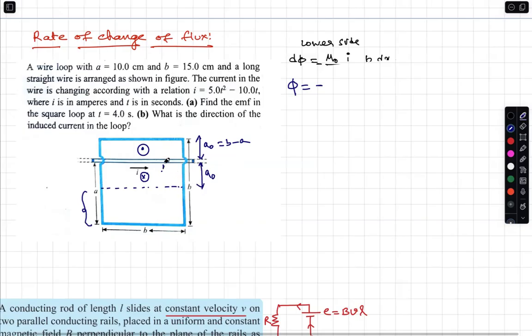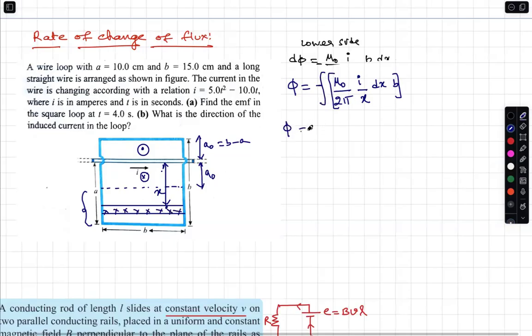Now you take some distance x at this point. Mu naught by 2 pi I by x dx into b. This is the small flux in some portion over here. And that too inward flux.